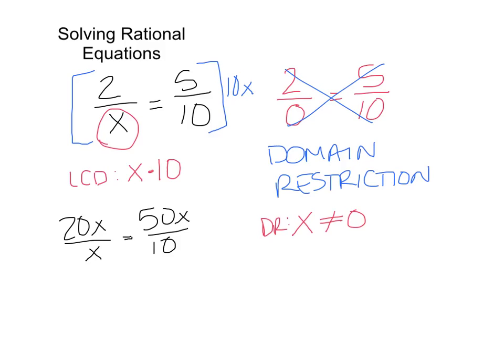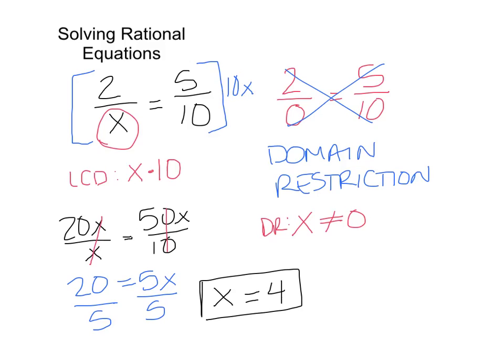Now we can see that there's some simplification that can happen. The x's can cancel on this side, and I can actually factor out a 10 on this side, so that my equation becomes 20 equals 5x. Divide both sides by 5, and we get x equals 4. Now, if I look at my domain restriction that x can't equal 0, it's okay for x to equal 4, and we've solved our rational equation.